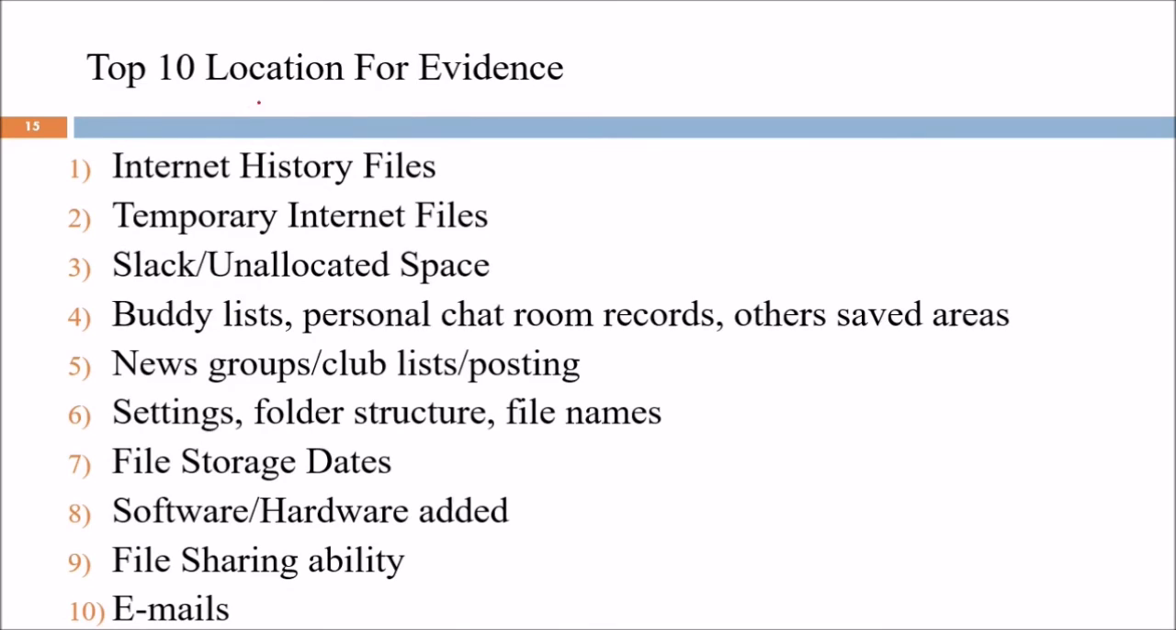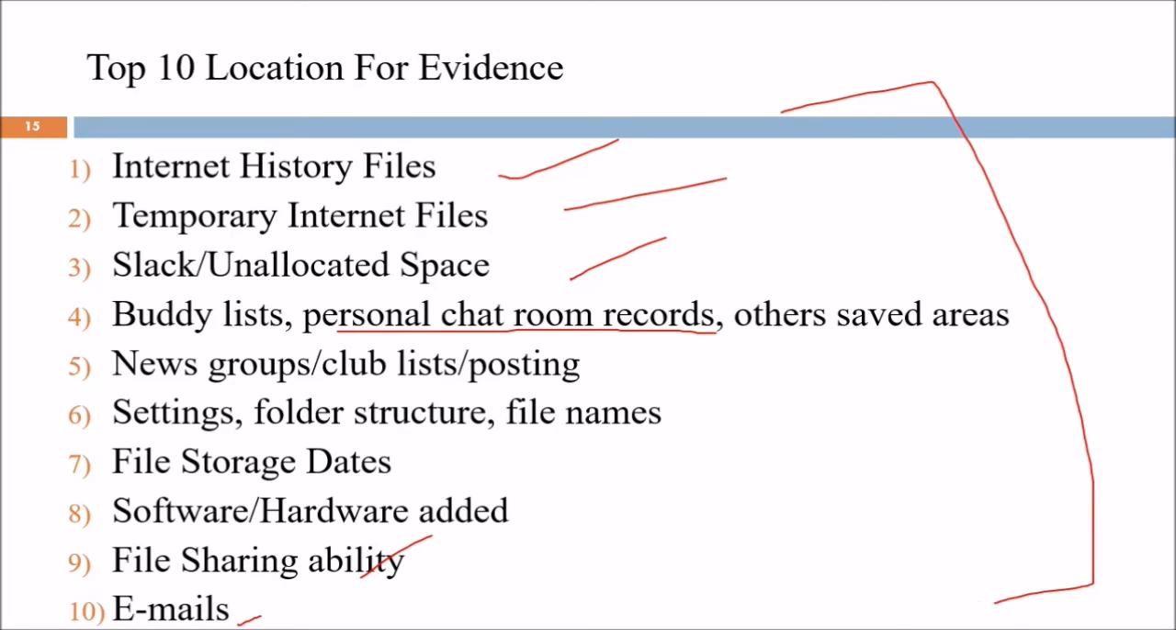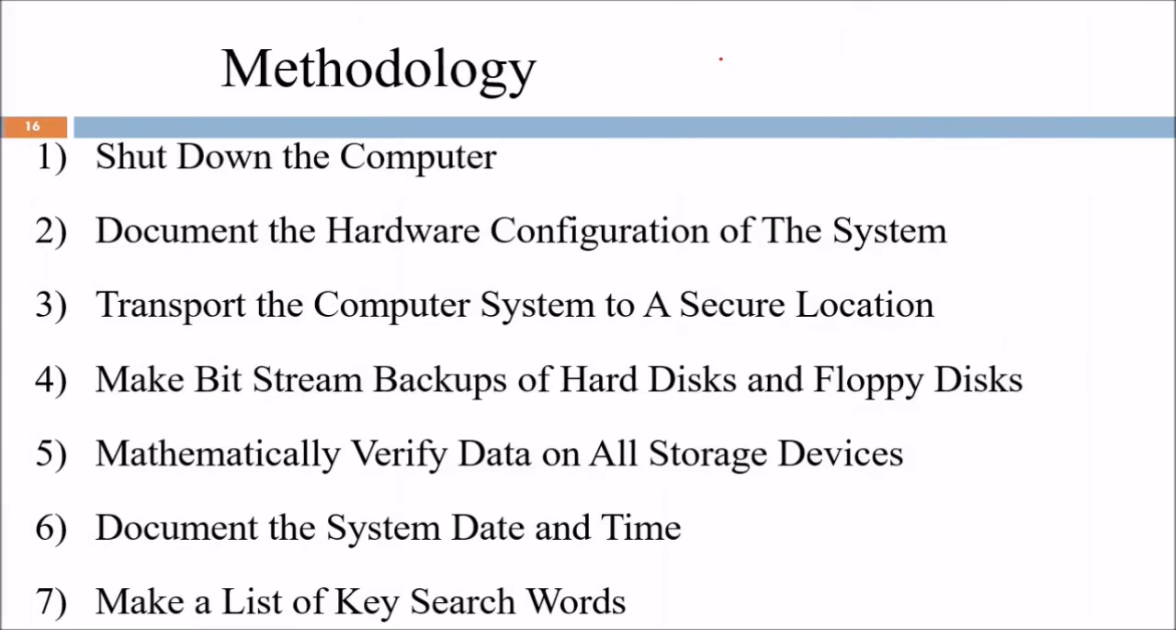So these are the locations for evidence. You have internet history files, temporary internet files, slack or unallocated space, buddy lists, personal chat rooms, saved areas, news groups, club lists, postings, settings, folders, structure, file names, file storage, dates, software and hardware added, file sharing ability, and emails. All these you have been using almost every day. So be aware that if something happens like this, these things are the locations for the evidence.